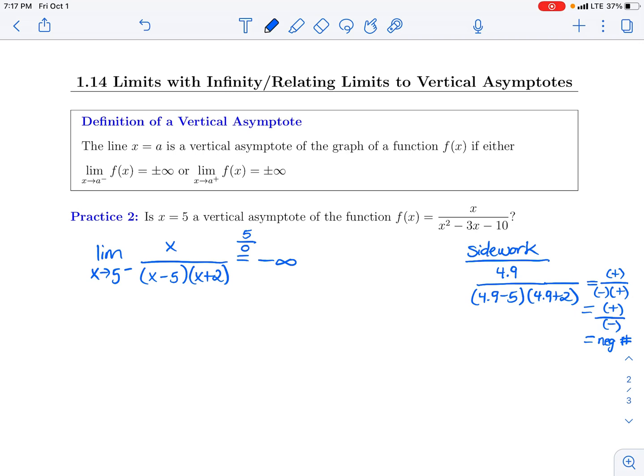And so we should check also the right-handed limit as well. But at this stage, if you just show me that the left-handed limit is some form of infinity, this is enough to justify that x equals 5 is in fact a vertical asymptote. But just for the sake of getting more practice with this, why don't we just do the limit as x approaches 5 from the right?